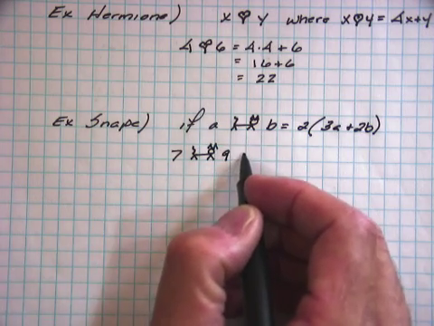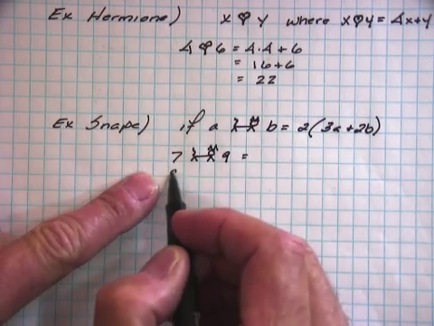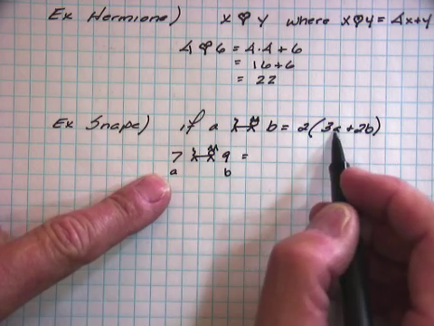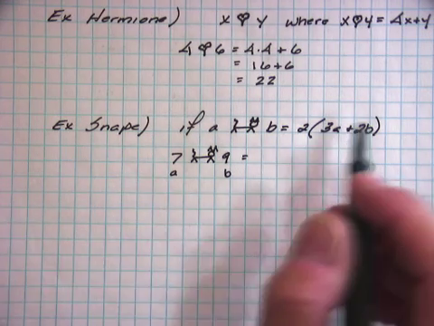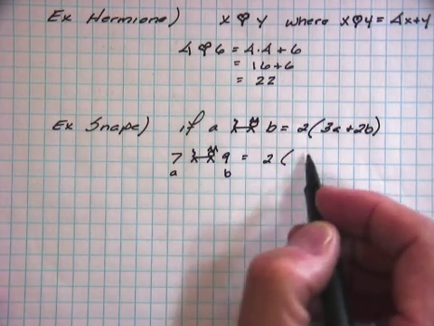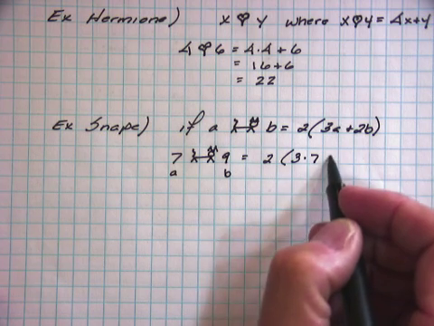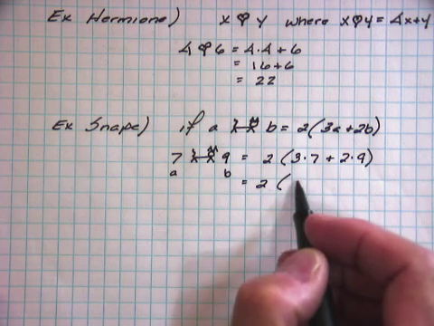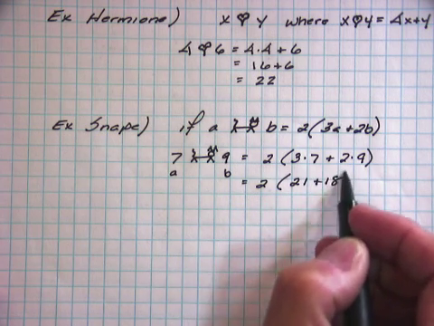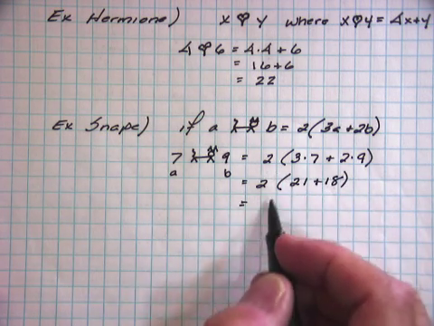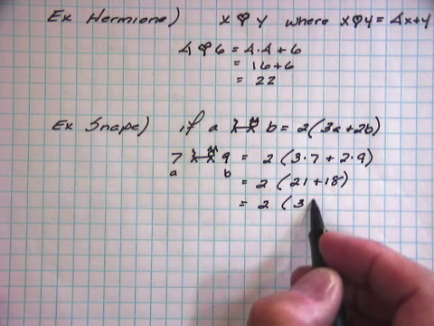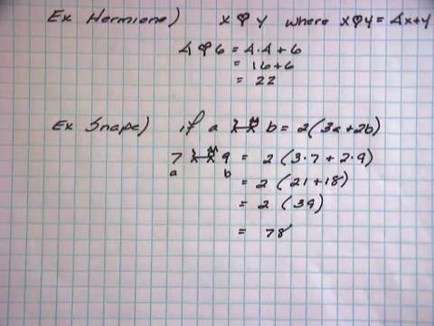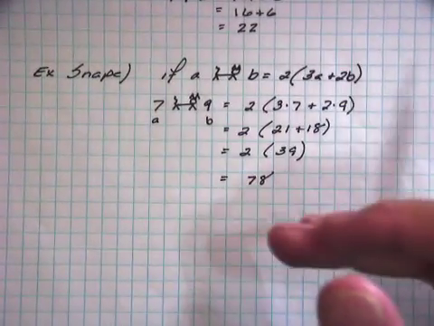So what we want to do is, what is 7 cat 9? Okay, so A is defined as the 7 and B is defined as the 9. So we just take 7, put it in for A, take 9 and put it in for B. So this becomes 2 times 3 times 7 plus 2 times 9, which is 2 times the sum of 21 and 18, which is 2 times 39, which is 78.